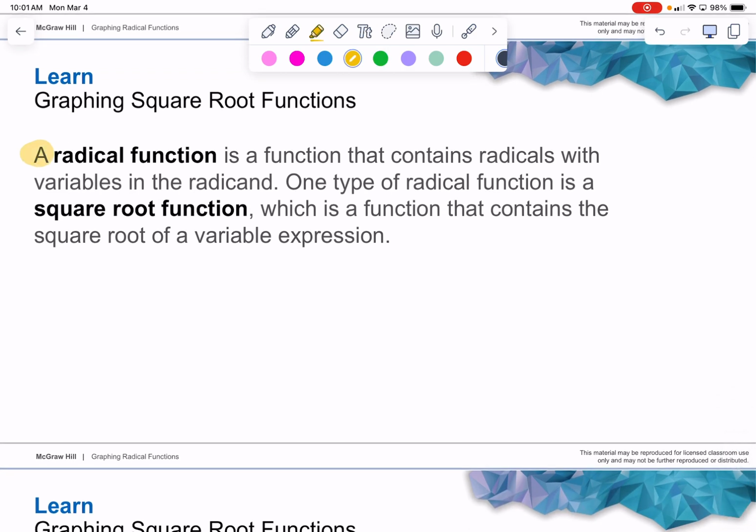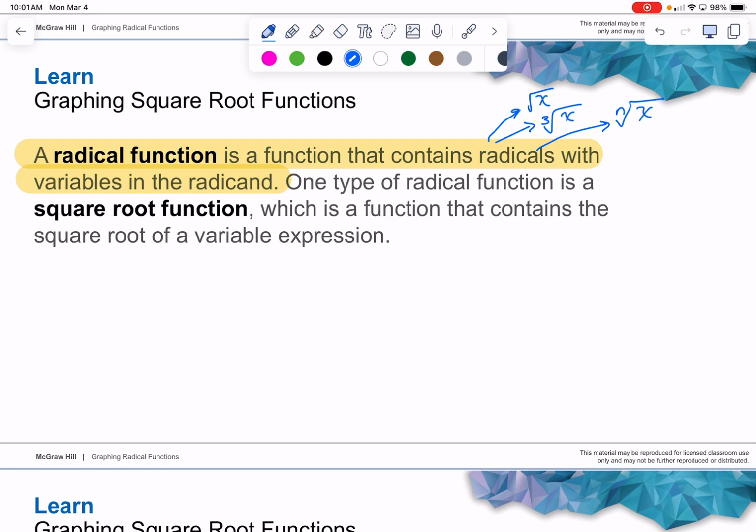Okay, first of all, a radical function is a function that has radicals in it. What do radicals look like? Well, they could look like square root. They could look like cube root. So something that is an nth root, right? With variables in the radicand. The radicand is the stuff under the root, right? So something in there, right? That's a variable. That is what a radical function is.